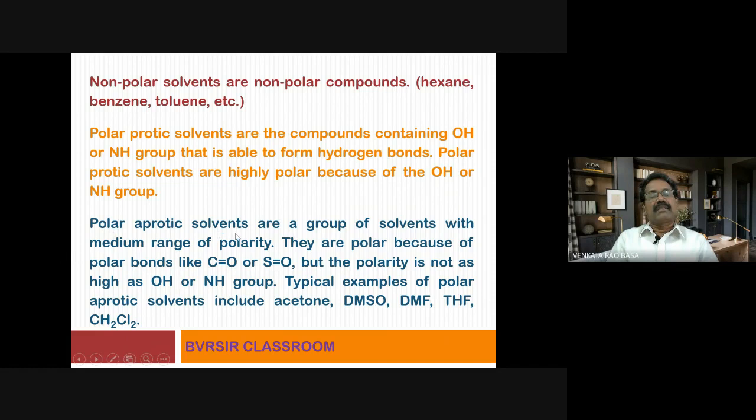Polar aprotic solvents are a group of solvents with medium range of polarity. They are in between non-polar and completely polar. So polar aprotic solvents are polar because of polar bonds like C double bond O. One best example is acetone. You know that. S double bond O. But the polarity is not as high as OH or NH group. Typical examples of polar aprotic solvents include acetone, DMSO, DMF, THF, CH2Cl2, etc.